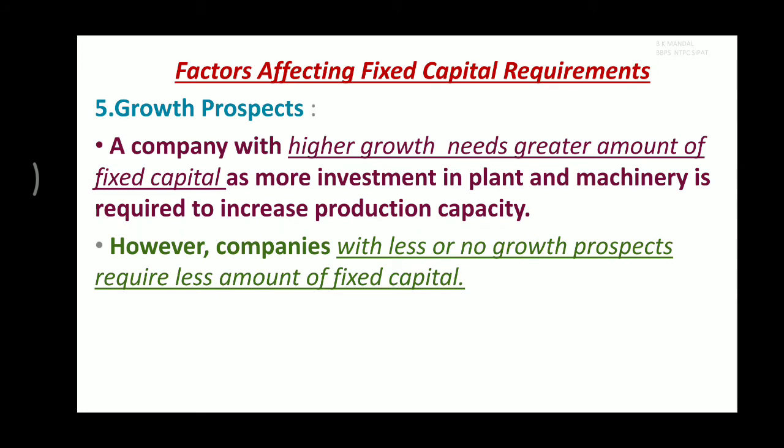Then fifth is growth prospects. A company with higher growth prospects will need a greater amount of fixed capital, as investment in plant and machinery is more in this type of company due to increased production capacity. Growth prospects means either they will increase the capacity or they will install one more plant, one more shops, in that way.